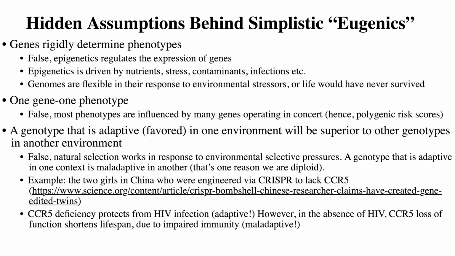A second assumption: one gene, one phenotype. False. Most phenotypes, again, what you see, are influenced by many genes operating in concert. Hence, polygenic risk scores, which I'll briefly talk about because this is sort of the work we do in my lab.